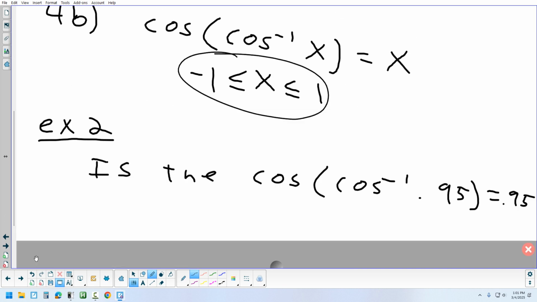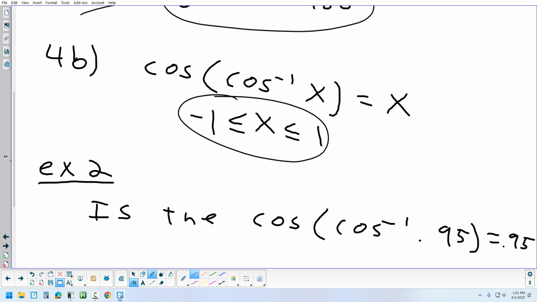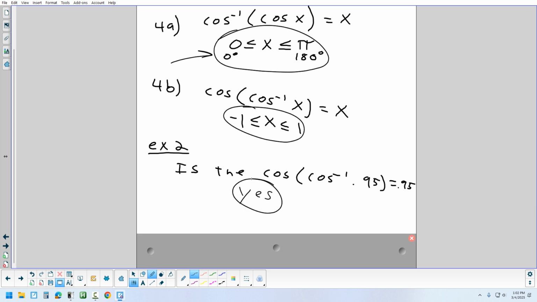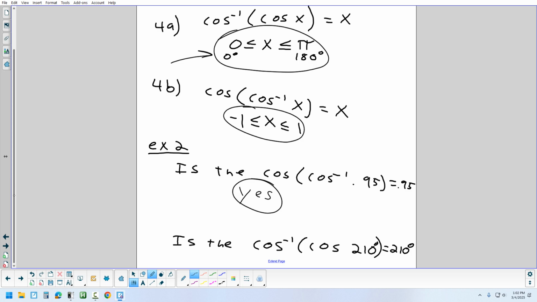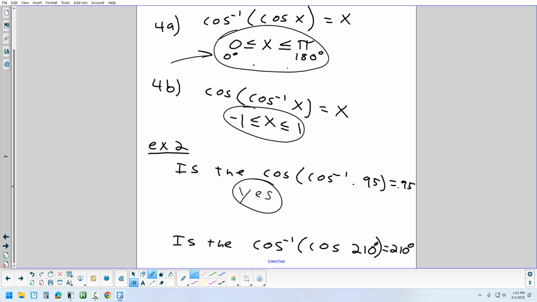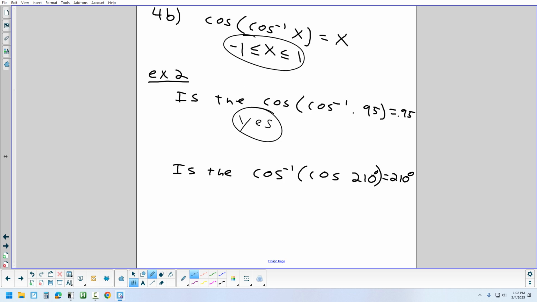All right. So let's try that one. Is that one formula 4A or 4B? 4B. That one has the inverse on the inside. What are we supposed to be between for that formula? Negative 1 and 1. And what are we at? 0.95. So yes or no? Yes. Okay. The bottom one, now. That's the A. The inverse is on the outside. So no. Inverse cosine on the outside, you're supposed to be between 0 and 180. We're more than that. We're at 210. So you will get an answer back, but it will not be the answer that you typed in.